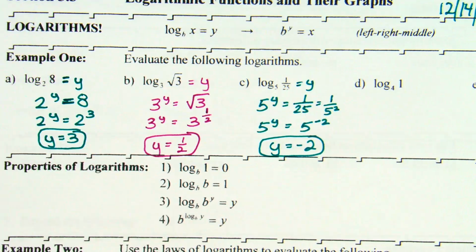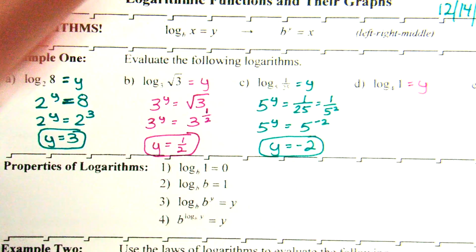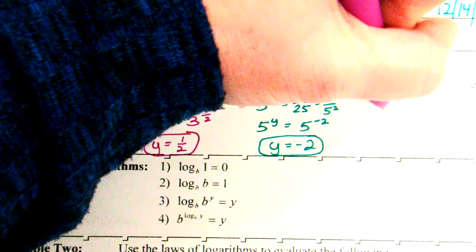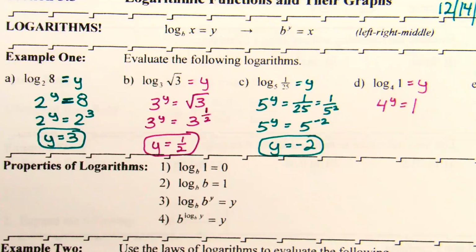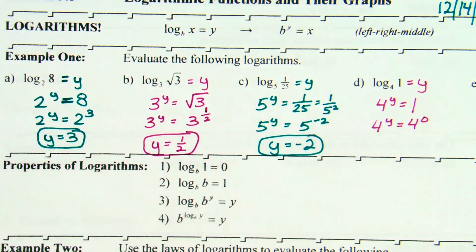Log base 4 of 1. I'm going to say equals y. What's left, right, middle, tell me? 4 to the y equals 1. Okay, guys, this is a good one to just know. How can I rewrite 1 with a base of 4? Anything raised to what power is always 1? Yeah, so you can think of 1 as being 4 to the 0, because anything raised to 0 is 1. And so that tells me y is 0.